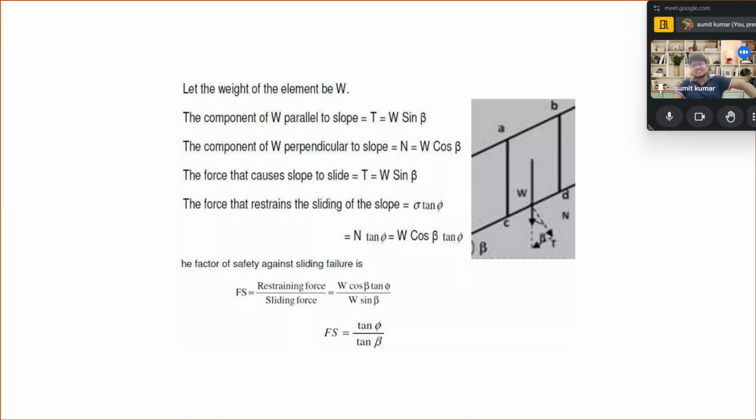So the force that resists the sliding of the slope is sigma tan phi, that is equal to N tan phi, that is equal to W cos beta tan phi. To calculate the factor of safety, we divide the resisting force by the sliding force. In this case, the resisting force is W cos beta tan phi and the sliding force is W sin beta. When we perform our calculation, the W is cancelled in each case, and tan phi and tan beta come at the end of our calculation.